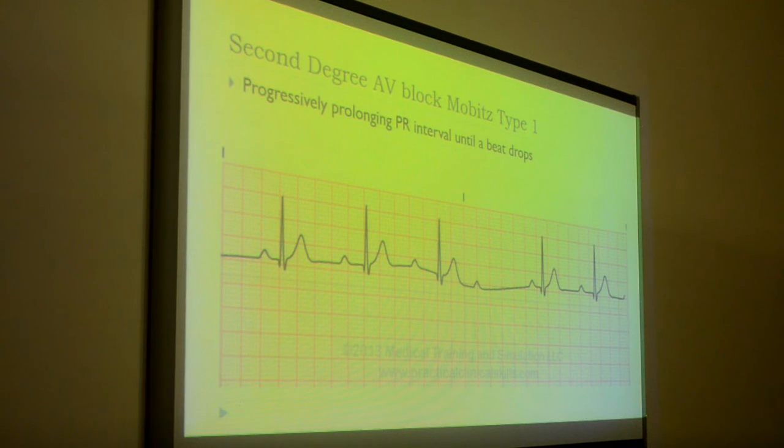Now, okay, this is another example. You see this, compare it with this, and then this P wave doesn't get conducted. Sure. This beat was skipped.